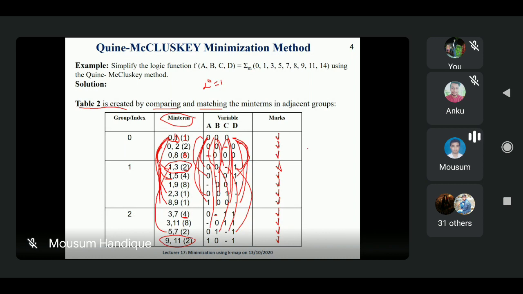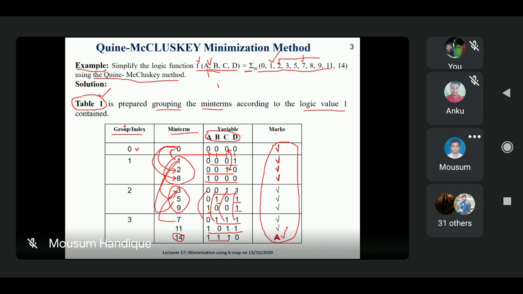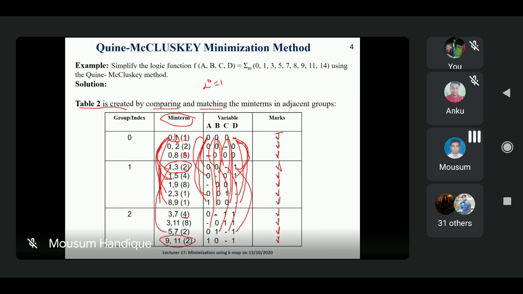So we cannot assign any particular variable. Like the last table here, it is 14. So 14 we cannot compare. So there, instead of a tick mark, I'm writing the variable. But in this case, all the min terms are compared with each other, so here I'm writing all the tick marks. Any doubt on this one?